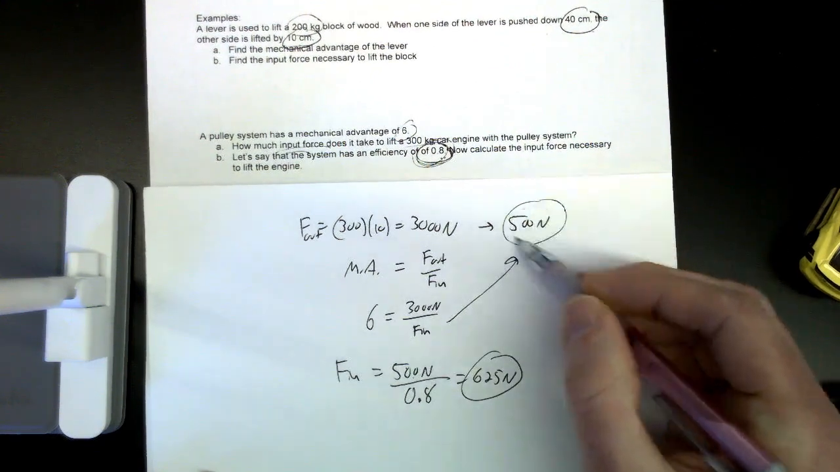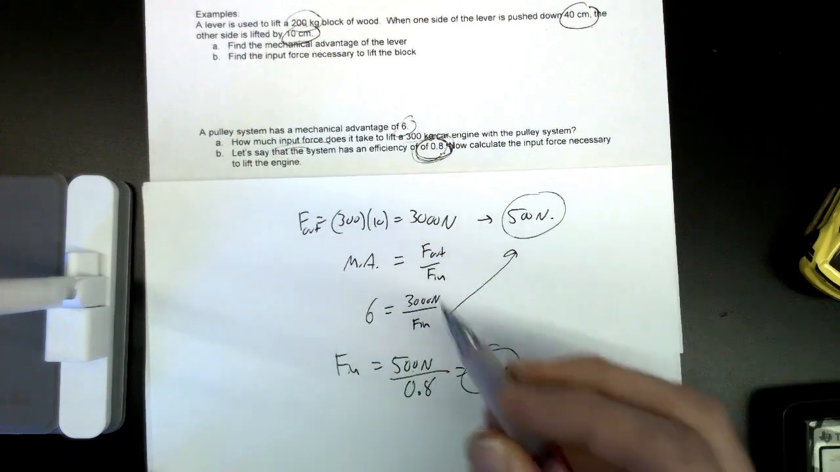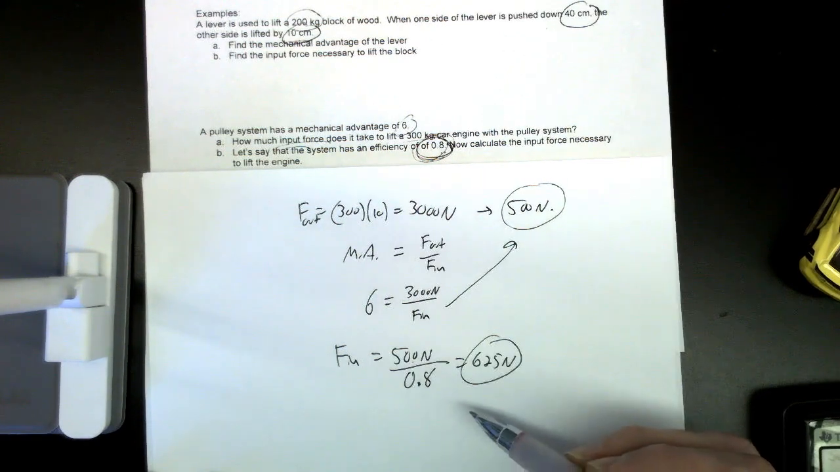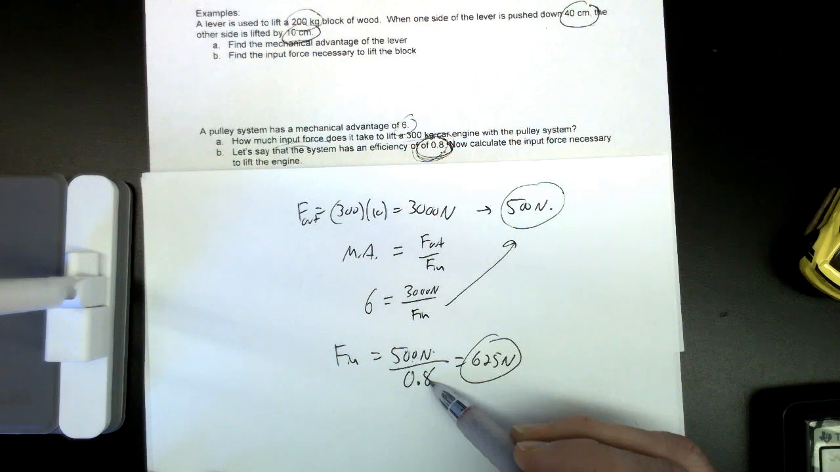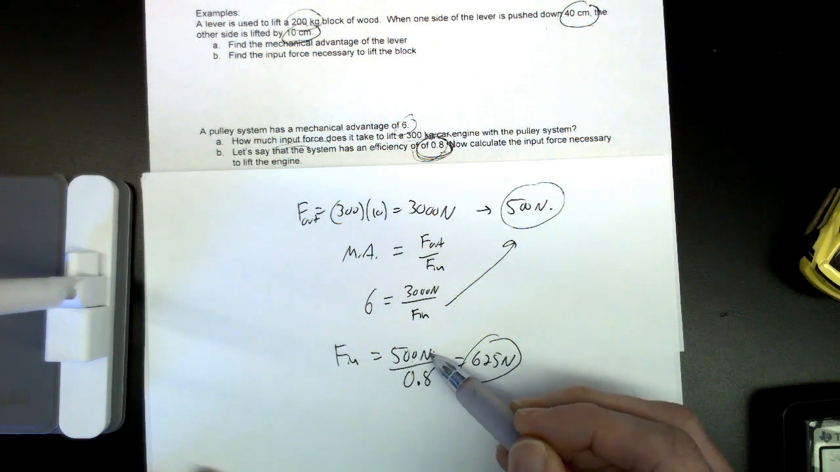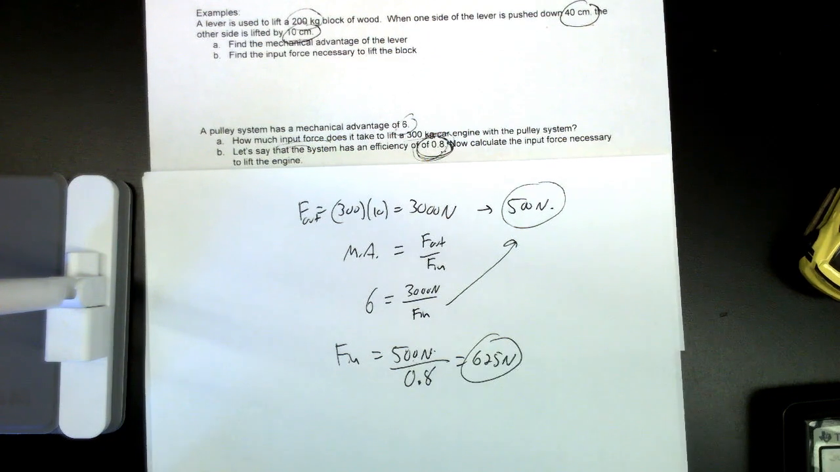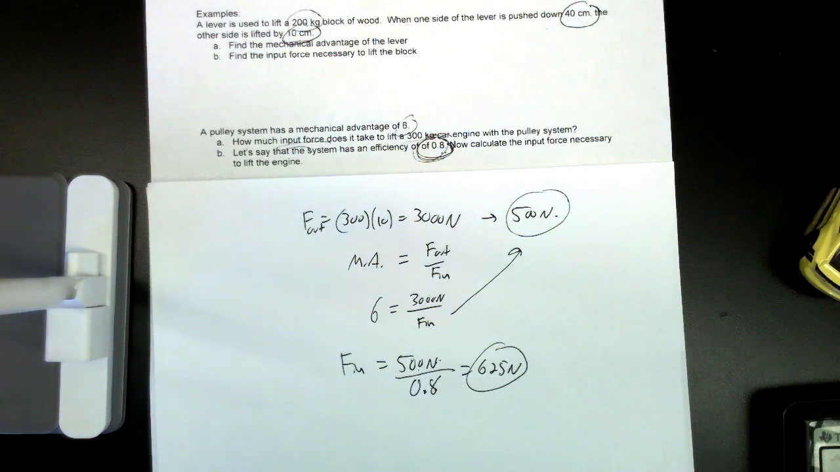So with 100% efficiency, it only takes 500 newtons to lift up the car engine. But with this 80% efficiency, it takes more force, because I'm losing some due to friction over here. So that's how it's going to go: 500 divided by the efficiency. I'm taking my input force that I would have gotten with 100% efficiency, dividing it by my 80% efficiency, and I'm getting this new input force over here. Okay, hopefully this was helpful for you all, and we will talk about it more in class.